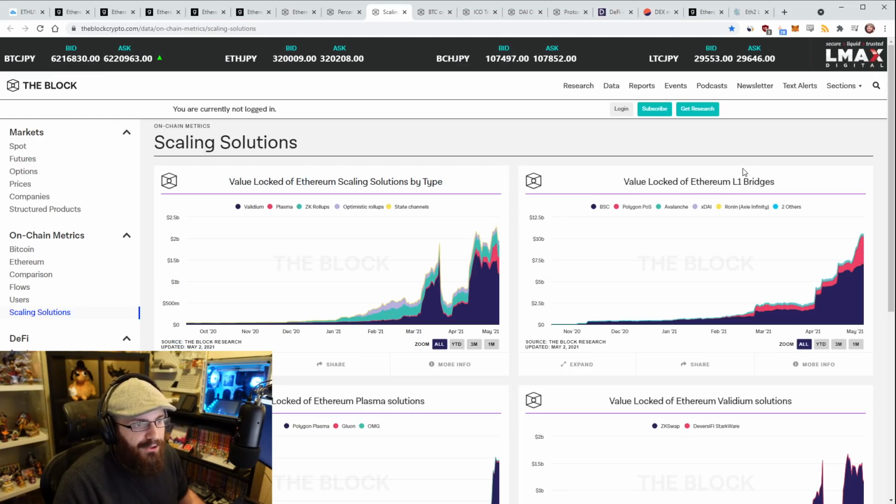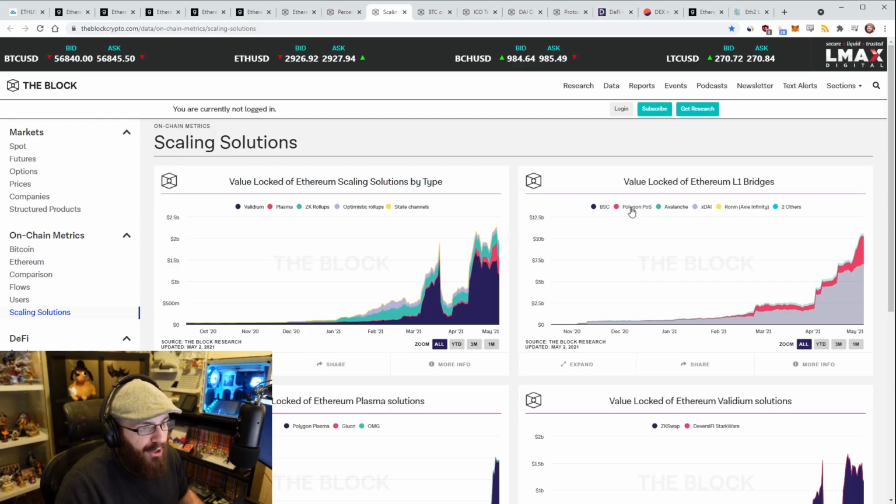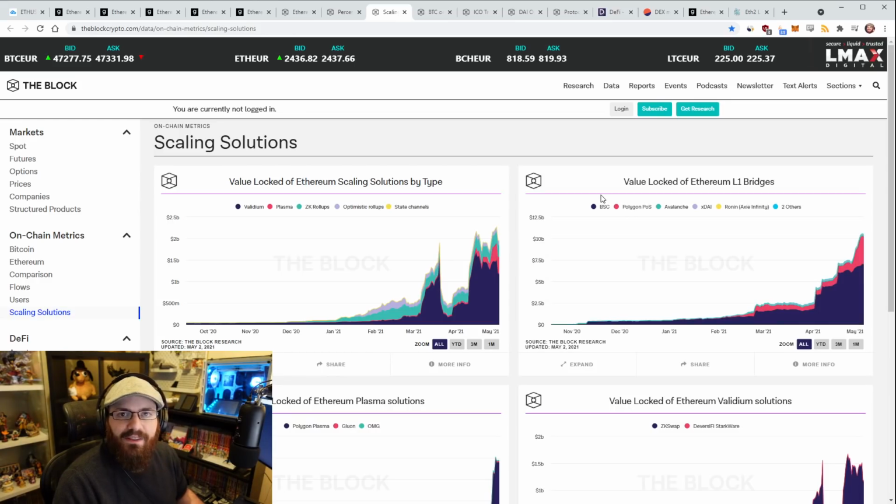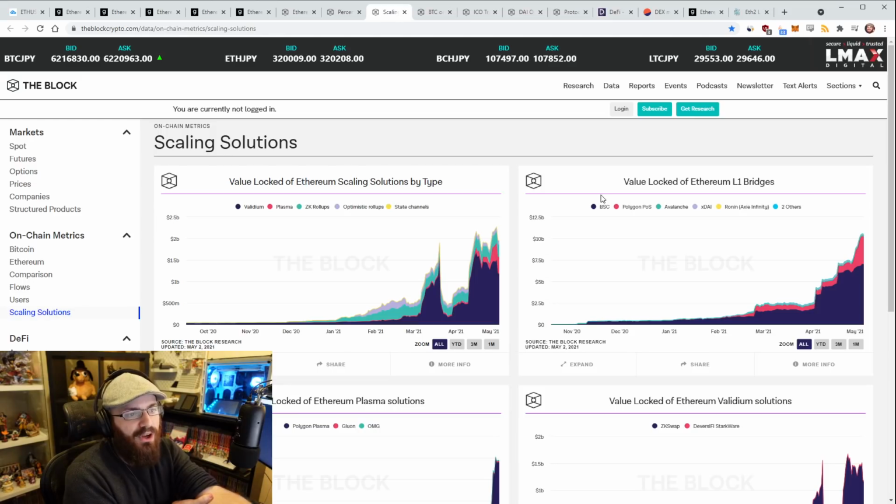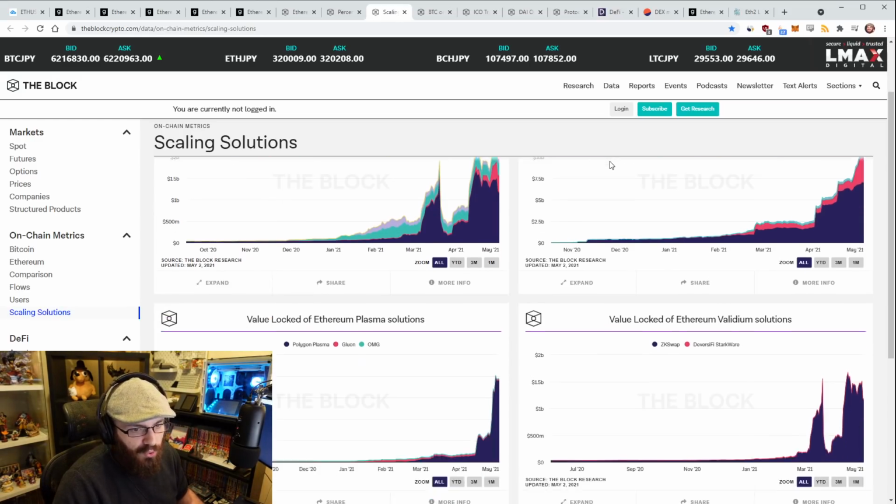And then they've got the value locked in Ethereum L1 bridges here. So you can see the bridges, BSC has been dominating for a while now. BSC's in dark blue here. But the Polygon POS chain is making moves, widening their market share. Avalanche, xDAI, Ronin, and others are a smaller share of the network. So essentially, it's a battle between BSC and Polygon right now. And what this measures is basically the amount of value locked in the smart contract that you send your funds to, to be able to use them on BSC or the Polygon POS chain. So yeah, cool metric there.